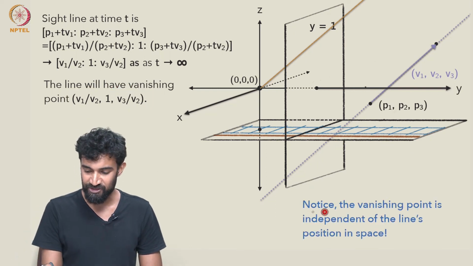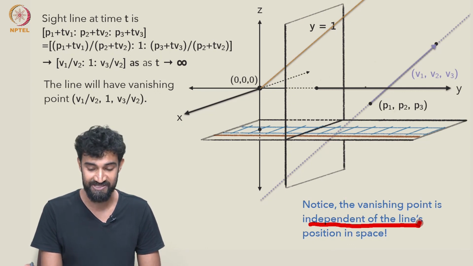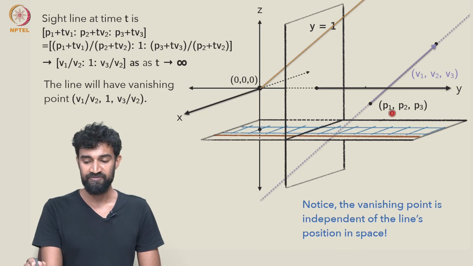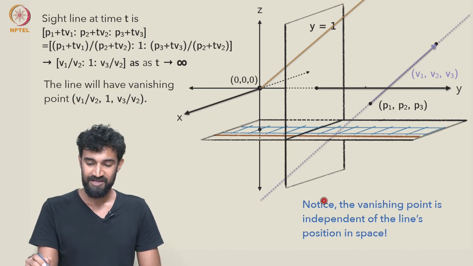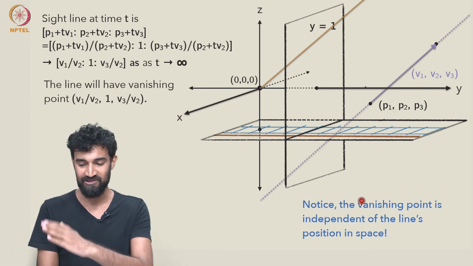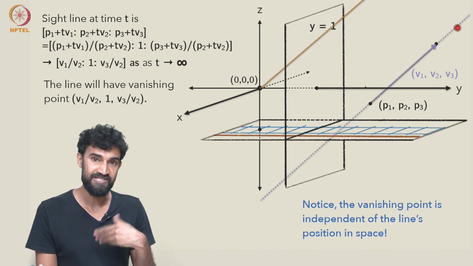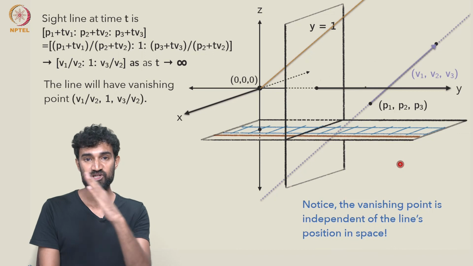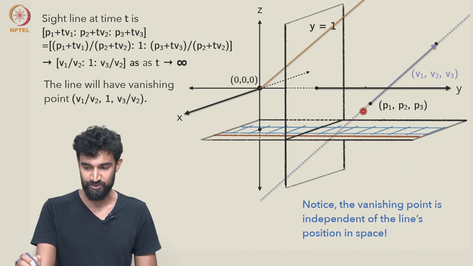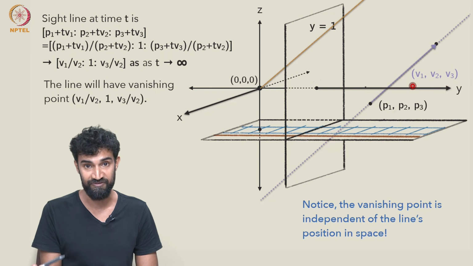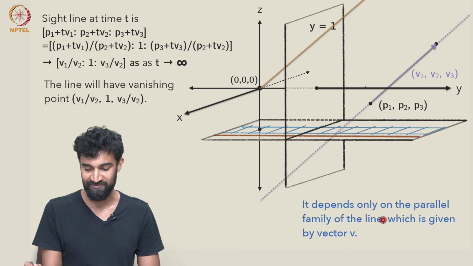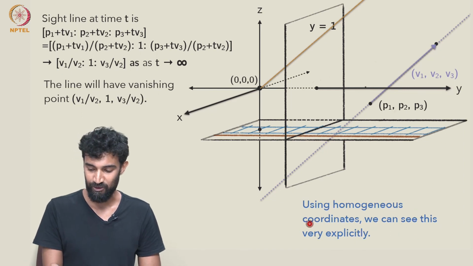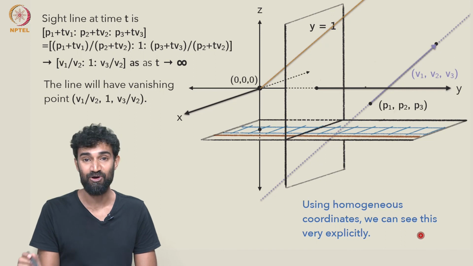And the important thing to notice here is that the vanishing point is independent of the line's position in space. It's independent of p. We could have taken any other p, and it would disappear by the time we actually calculate our vanishing point. And that agrees with the fact that any line that's parallel to this one will converge to the same vanishing point. So the position in space doesn't matter. All that matters is the direction of the line, given by the vector v. So really all that matters is the parallel family of the line. Now, using homogeneous coordinates, we can see this all very explicitly.